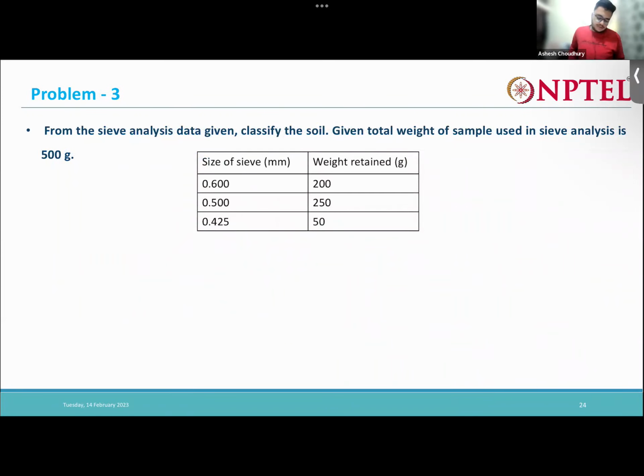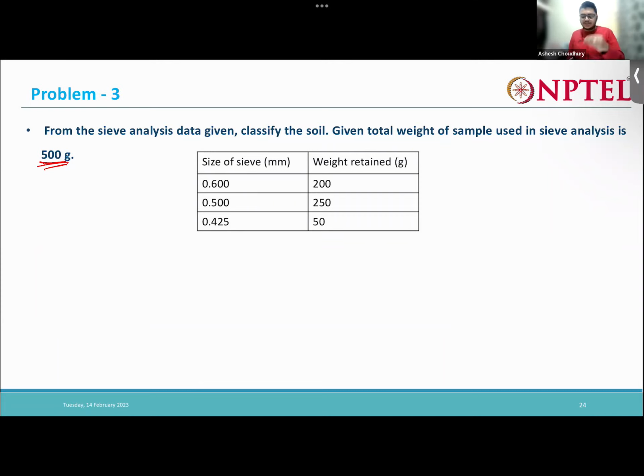Now the third problem. Again, sieve analysis data is given to us. We need to classify the soil, and it is given that the total weight of the sample that was used in the sieve analysis is 500 gram. Sieve sizes are given and weight retained is given, and also the total weight used in this sieve analysis.